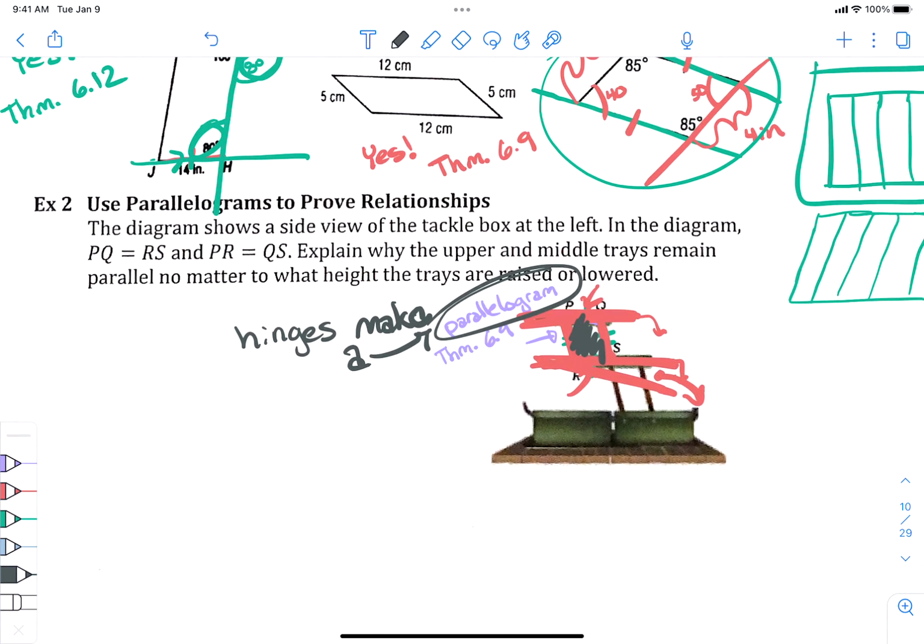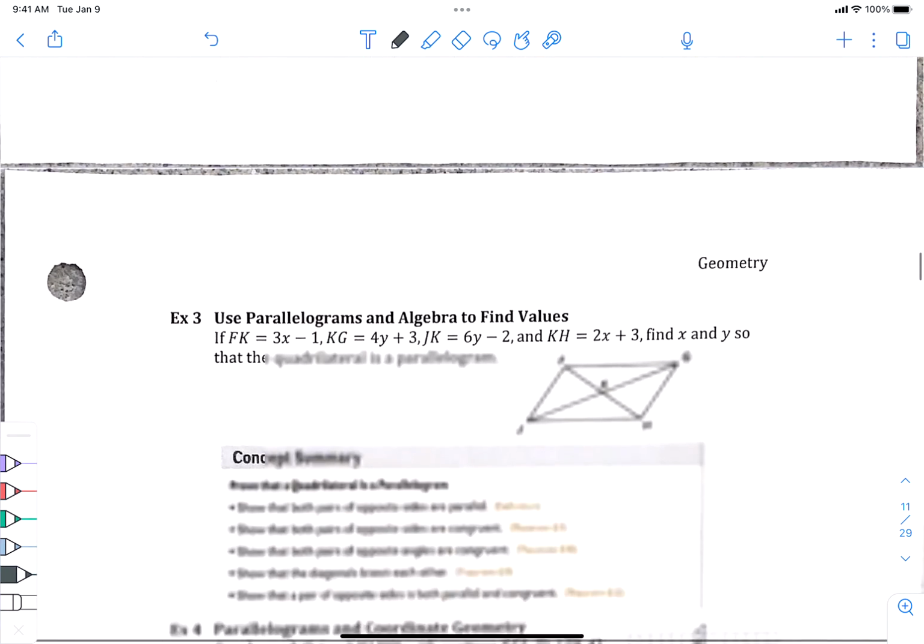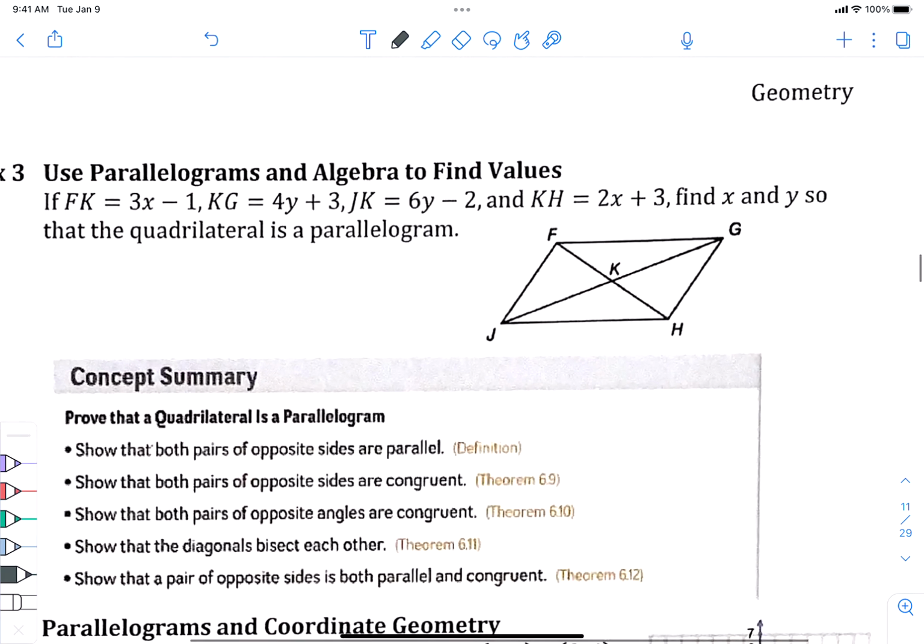Can we do one more and then do homework? No. What? I don't know. What's the next one? We got 2 more left. 2 more. All right, example 3.